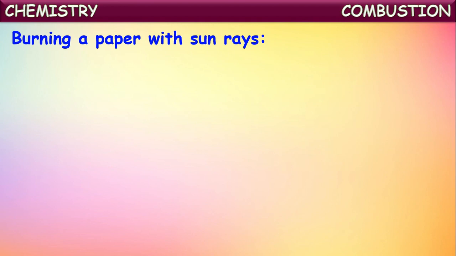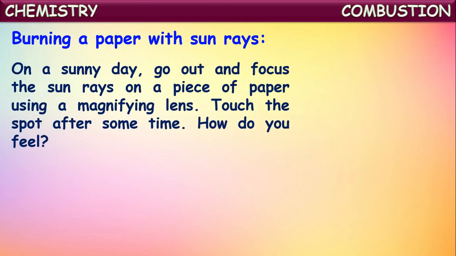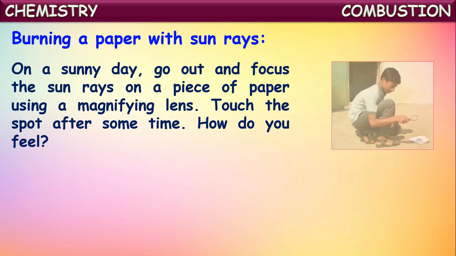Burning a paper with sun rays. On a sunny day, go out and focus the sun rays on a piece of paper using a magnifying lens. Then touch the spot after some time. How do we feel? We feel very hot at that place where the magnifying glass focus is on the paper. If you touch that place, it will be very hot. We continue keeping it the same way for a few minutes. Then the paper catches fire and starts burning there.